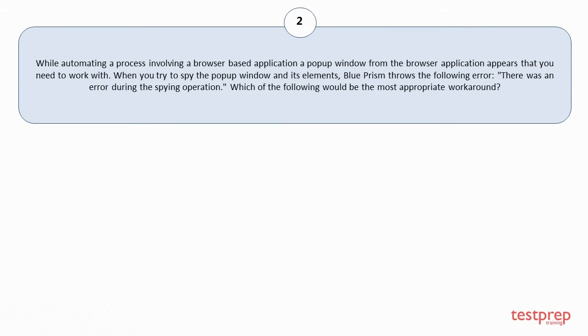While automating a process involving a browser-based application, a pop-up window from the browser application appears that you need to work with. When you try to spy the pop-up window and its elements, Blue Prism throws the following error: there was an error during the spying operation. Which of the following would be the most appropriate workaround?